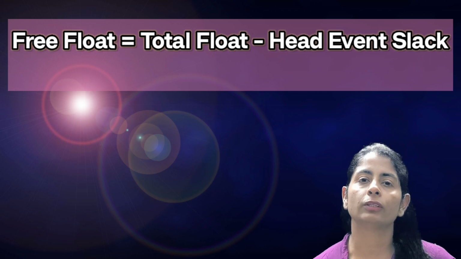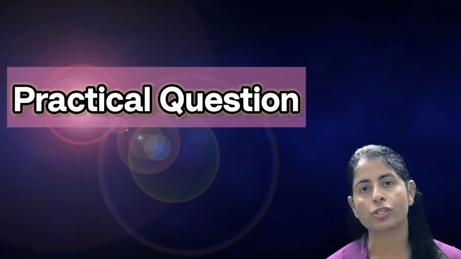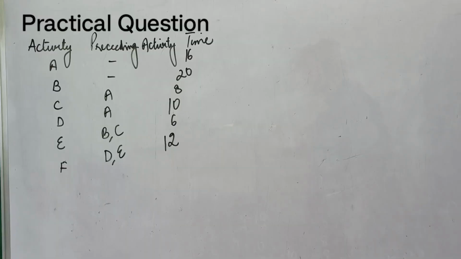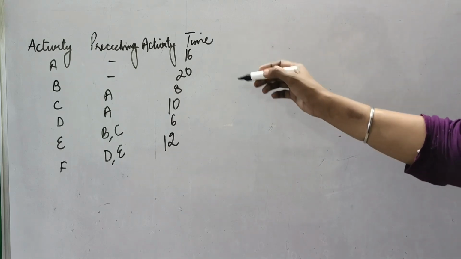That will be calculated with the help of tail slack and head slacks. Let us learn through a practical question how the floats are to be calculated. Now in this question we will learn how to calculate the floats in case of PERT CPM. First of all, let us draw a network out of this.